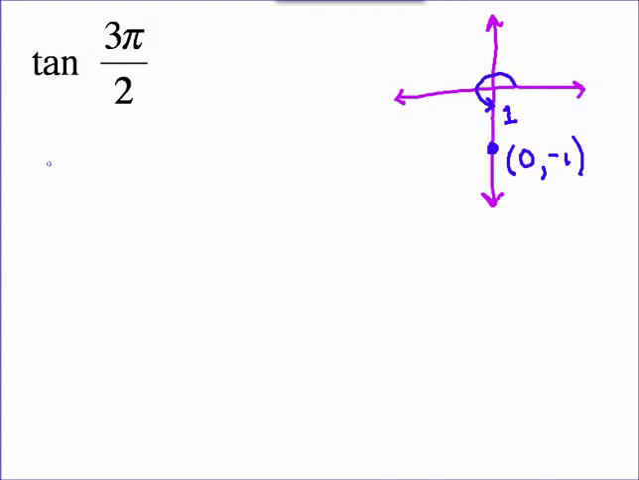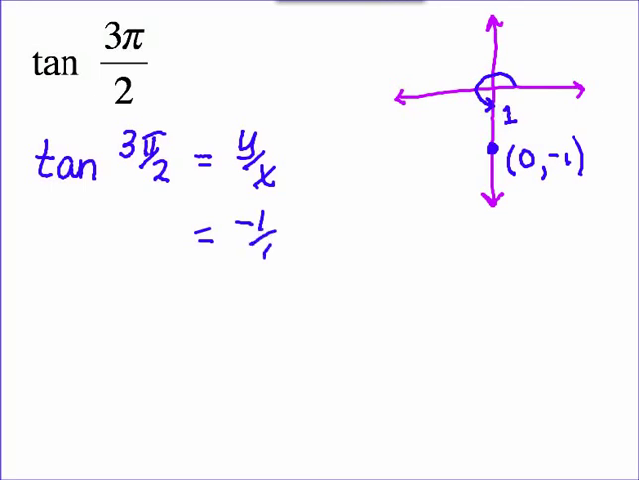Now, to find tangent, remember tangent was defined as what over what? Y over R. Y over what? Oh, X. Y over X. So tangent of 3 pi over 2 is y over x. In this problem, my y coordinate is -1, x is 0, so the tangent at 3 pi over 2 is undefined.